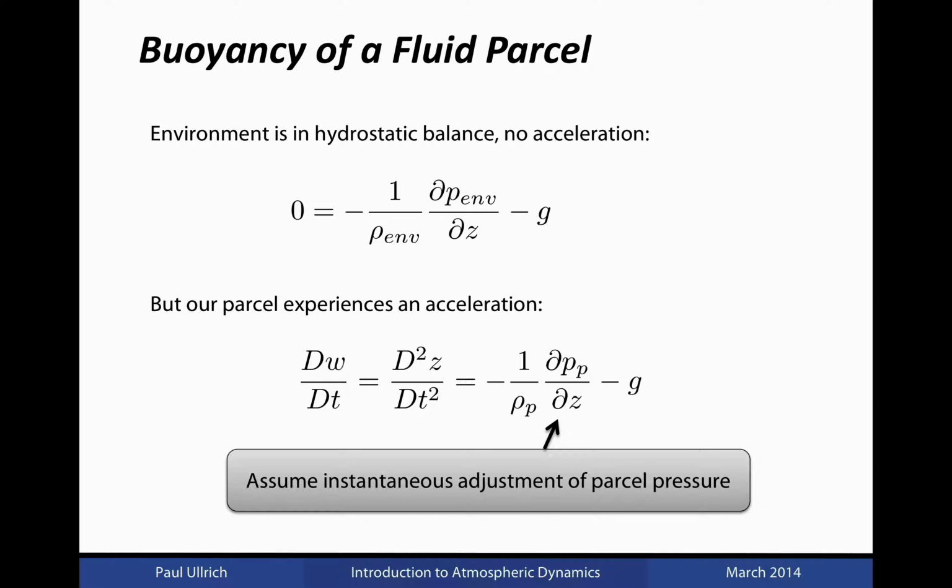However, the difference between the environment and the fluid parcel is that the density of these two may be different from one another. Here we have also assumed that the pressure of the fluid parcel adjusts instantaneously to the environment. So although here we have a separate pressure, P sub p, actually this is going to be the same as the pressure of the surrounding environment, P sub env. Hence we can take the hydrostatic balance law from the first line and substitute it into this second equation at the bottom.